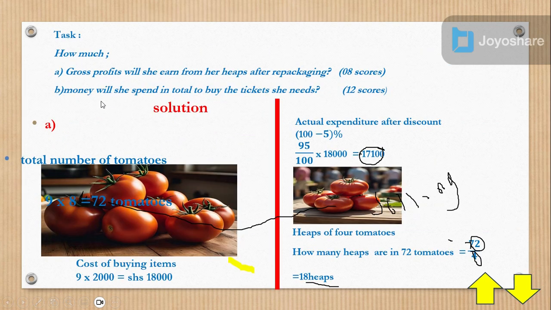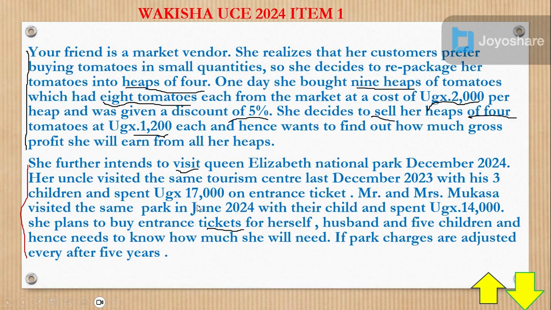Part B says, how much money will she spend in total to buy the tickets she needs? Now here you have to be a bit careful, in a way that you must go back and see where part B was already stated. So part B starts from here. She further intends to visit Queen Elizabeth National Park in December 2024. Her uncle visited the same tourism center with his 3 children and spent.